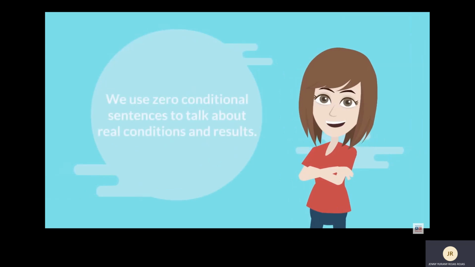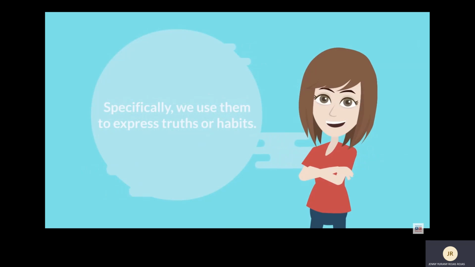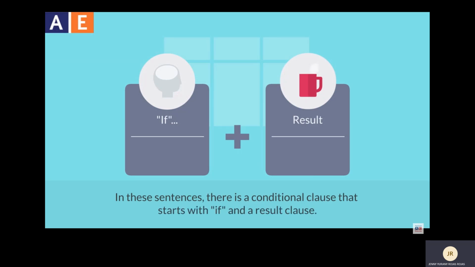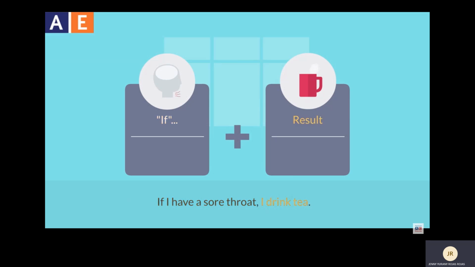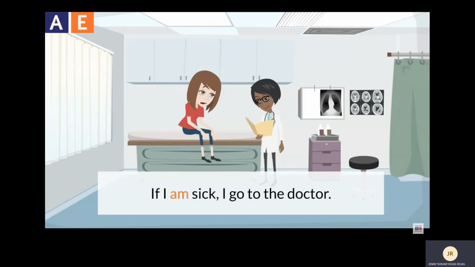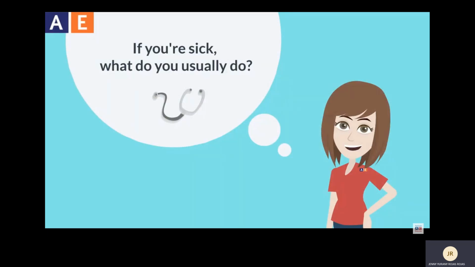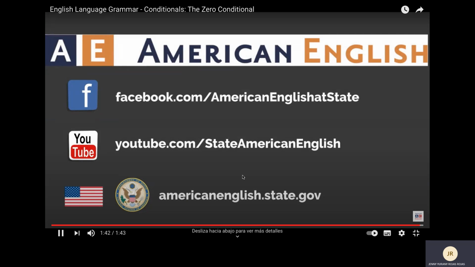We use zero conditional sentences to talk about real conditions and results. Specifically, we use them to express truths or habits. In these sentences, there is a conditional clause that starts with if and a result clause. We use the simple present tense in both clauses. If I am sick, I go to the doctor. If you take medicine, you feel better. If you're sick, what do you usually do? This is American English. Thank you for watching.